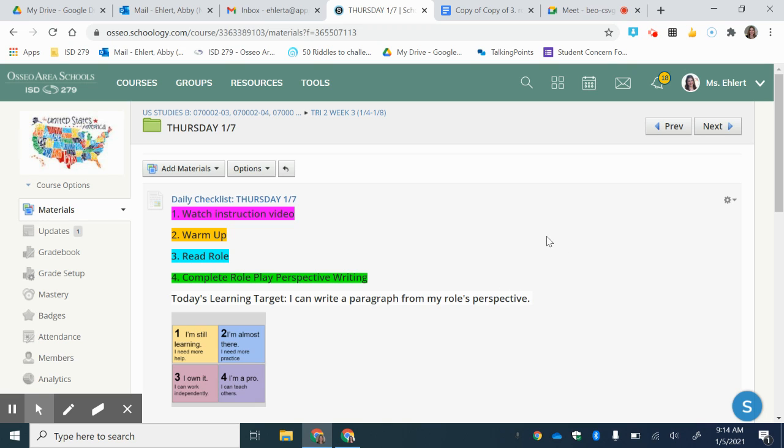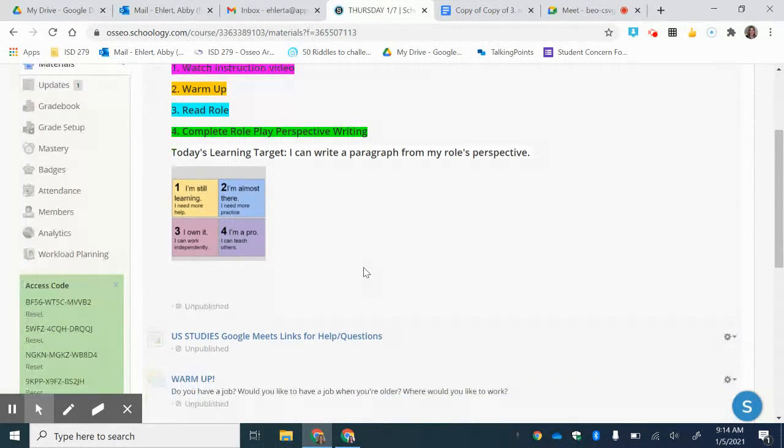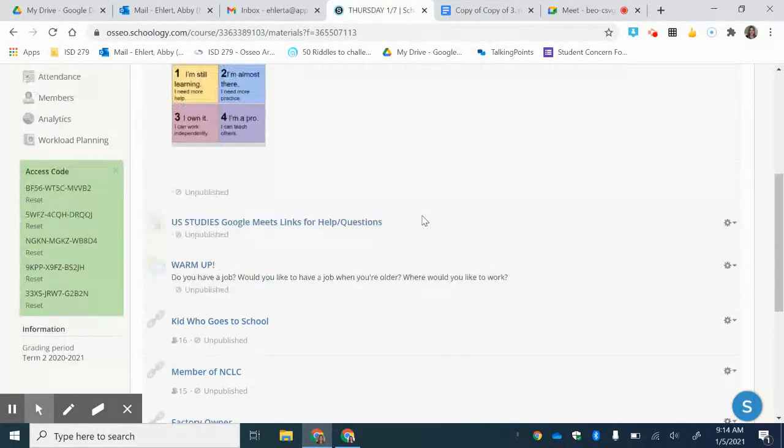So here is the plan for U.S. Studies. As always, make sure you start with your warm-up. It's right here. It says, do you have a job? Would you like to have a job when you're older? And where would you like to work? So answer all three of those questions for your warm-up. Don't forget that your warm-up is tied to your attendance. So if you do not do the warm-up, you will be marked absent.